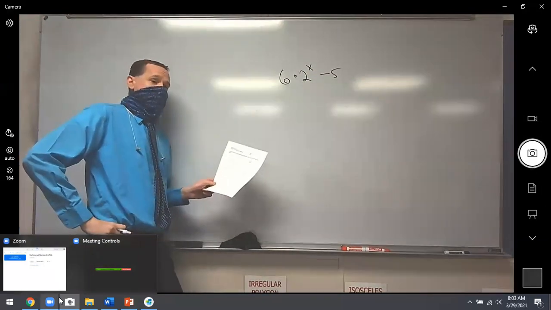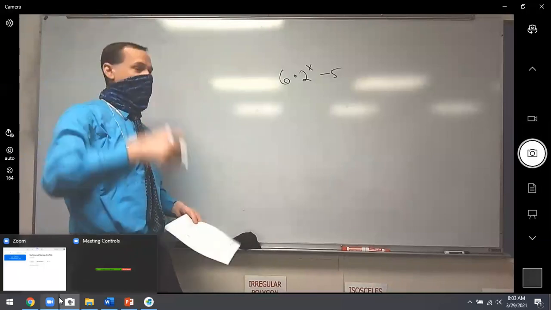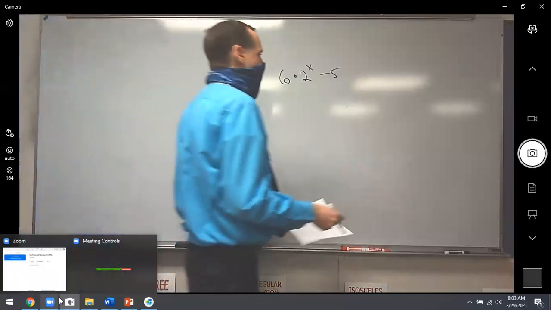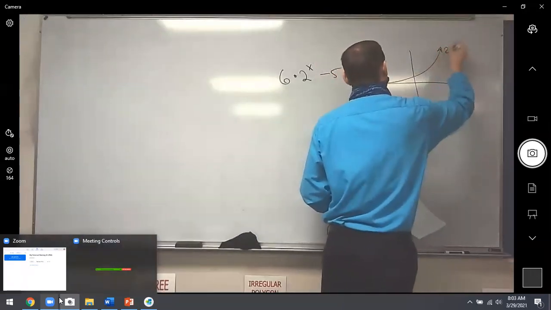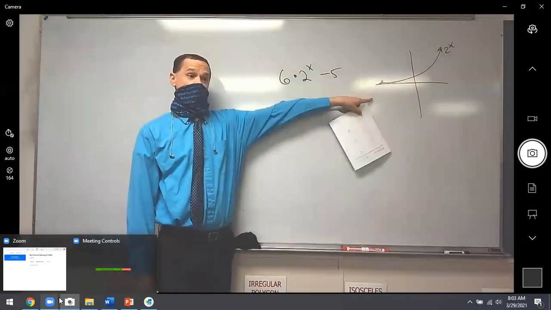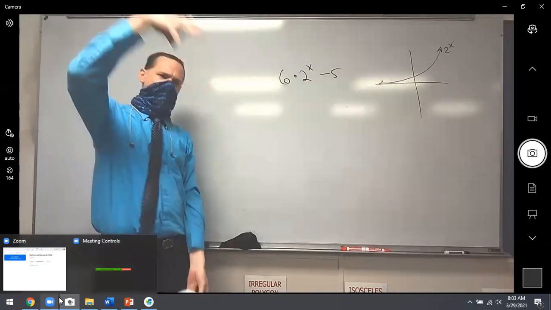Without even looking at this thing, what's the domain? Write that down, negative infinity to infinity. You got that right. Okay, now what should pop to mind? Your mind should never look at the whole thing. You should just look at the exponential part first. This is kind of what 2 to the x looks like, correct? Okay. What happens if you put a 6 in front of it? It just stretches it by 6.